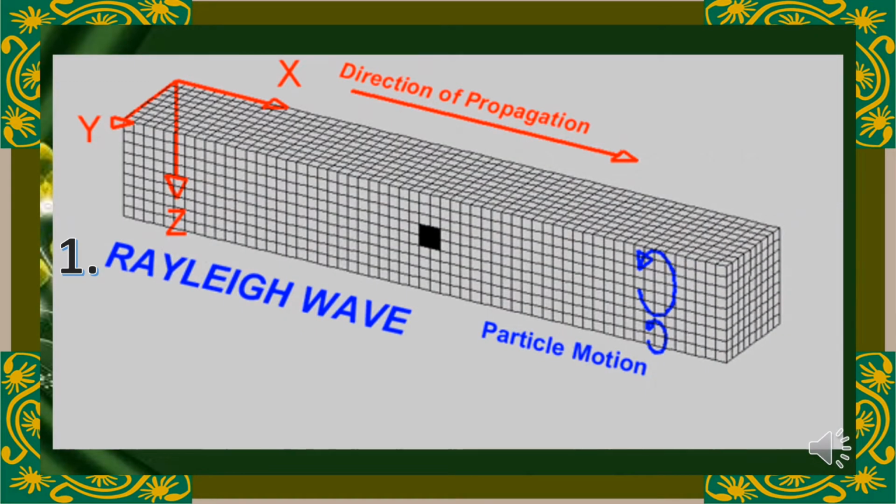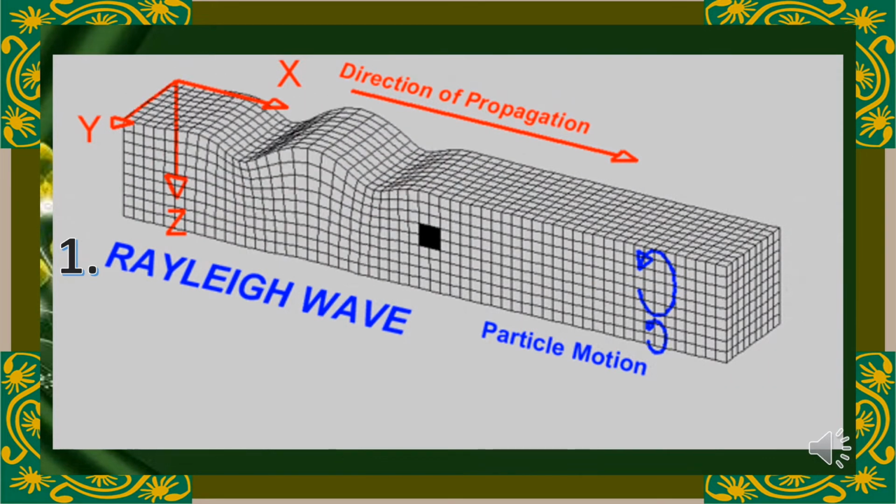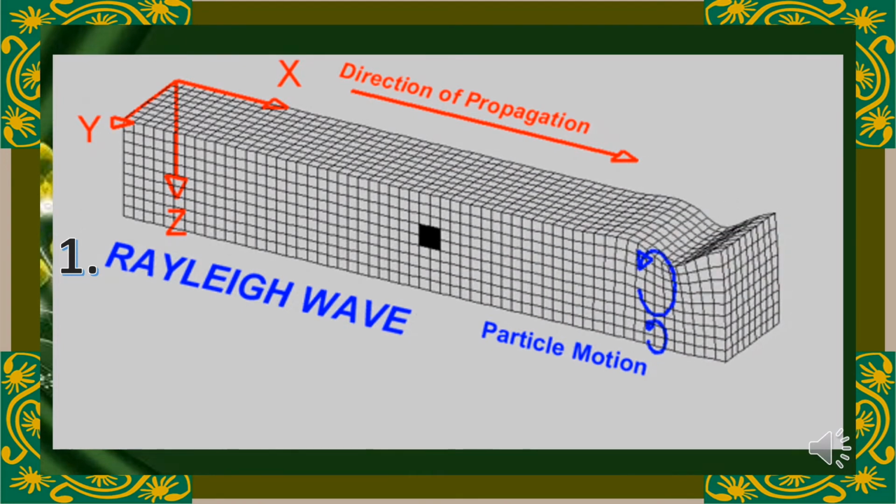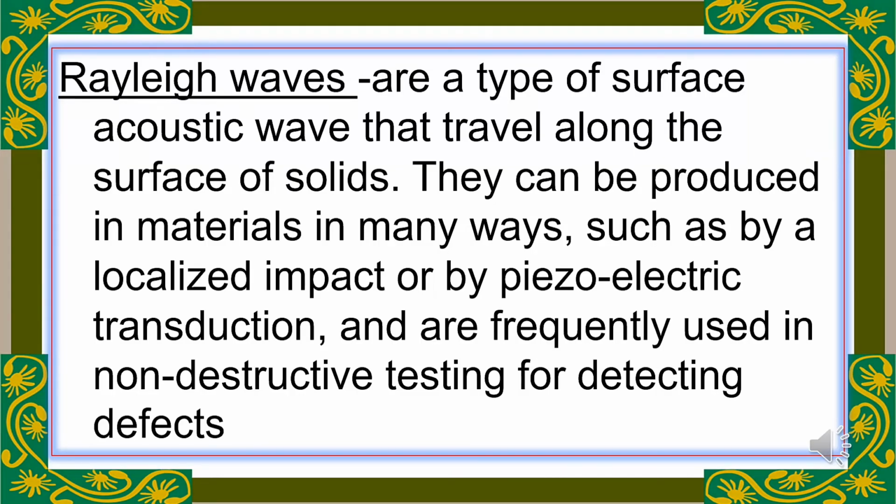1. This is the motion of a Rayleigh wave. Rayleigh wave is a type of surface acoustic wave that travels along the surface of solids. They can be produced in materials in many ways, such as by a localized impact or by piezoelectric transduction, and are frequently used in non-destructive testing for detecting defects.